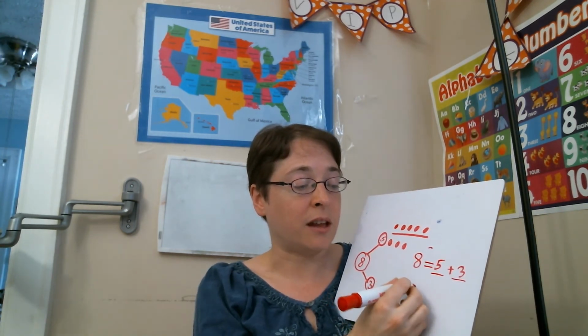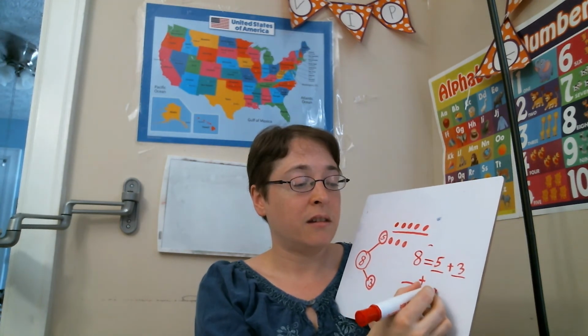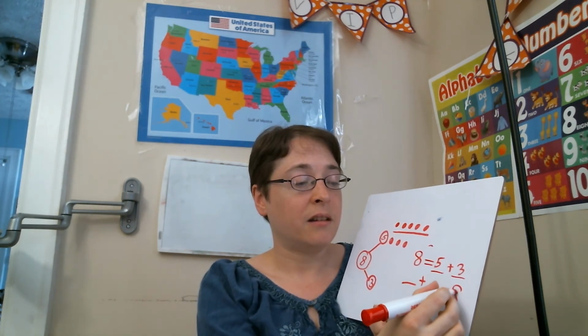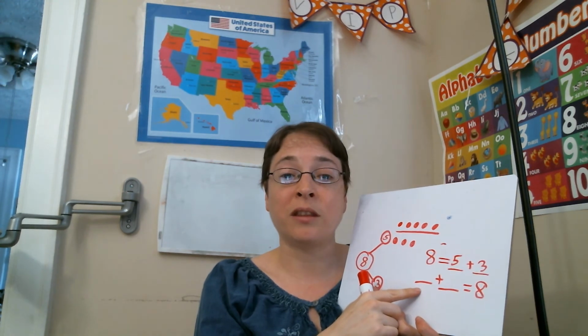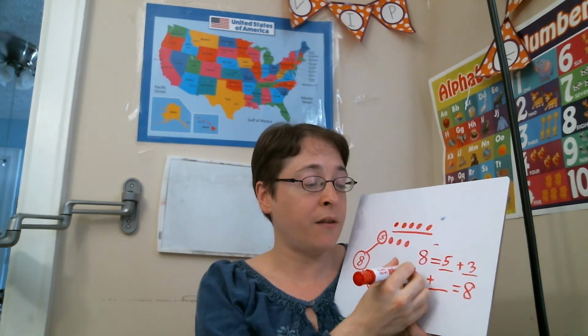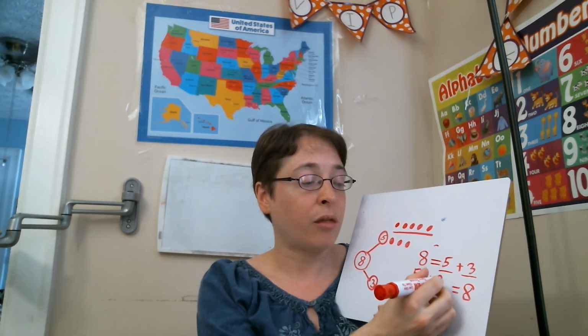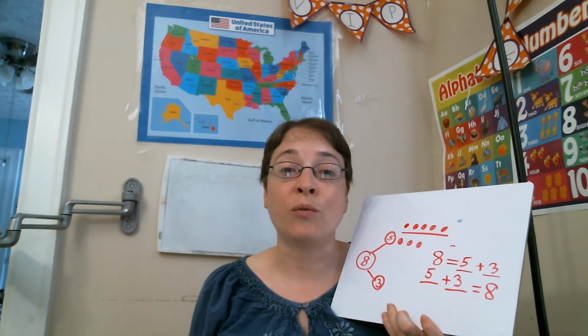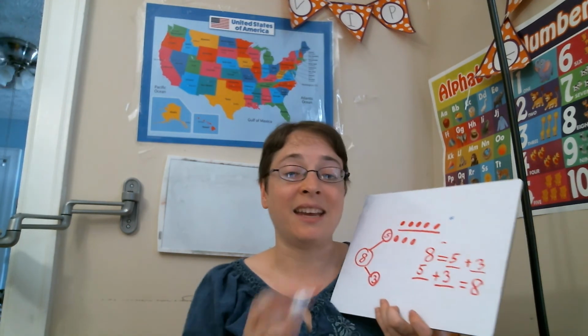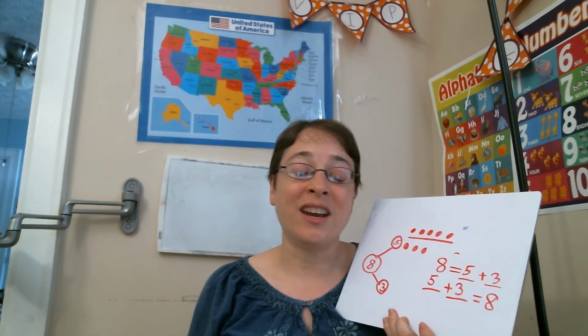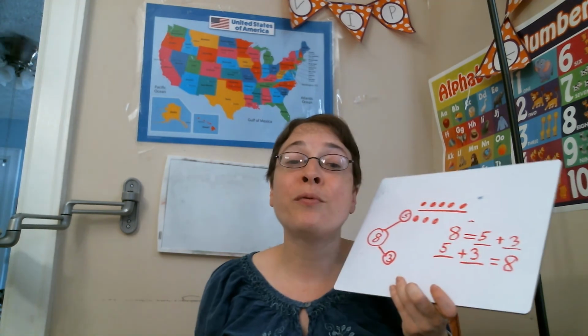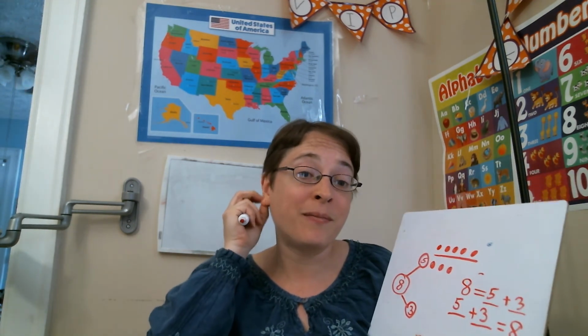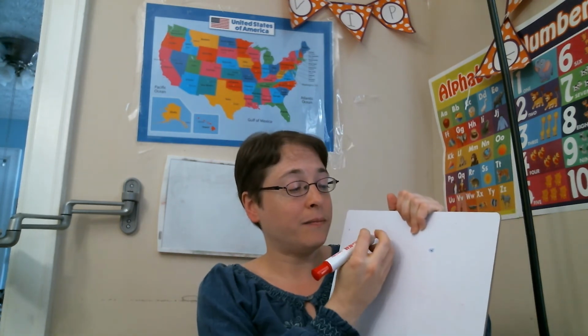Now let's try this. Now let's start with the parts. 5 and 3 equals 8. Very good. So for your practice set today, I want you to practice different ways to make 9.